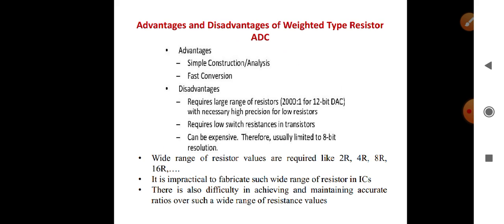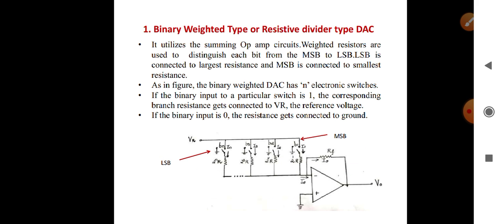Wide range of resistor values are required like 2R, 4R, 8R and 16R. It is impractical to fabricate such a wide resistance range in ICs. There is also difficulty in achieving and maintaining accurate ratio over such a wide range of resistance values. So that is why we are not recommending this weighted resistor type to be fabricated in the IC.